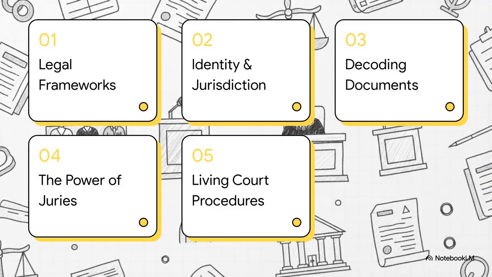Here's our roadmap for this explainer. We'll be hitting 5 key areas. Number 1, distinct legal frameworks. Number 2, identity and jurisdiction. 3 is decoding court documents. 4, the power of juries. And finally, number 5, living court procedures.